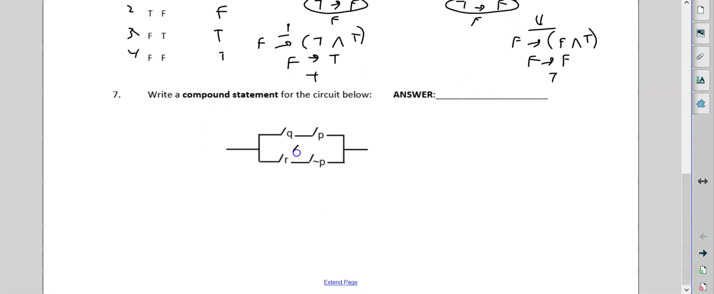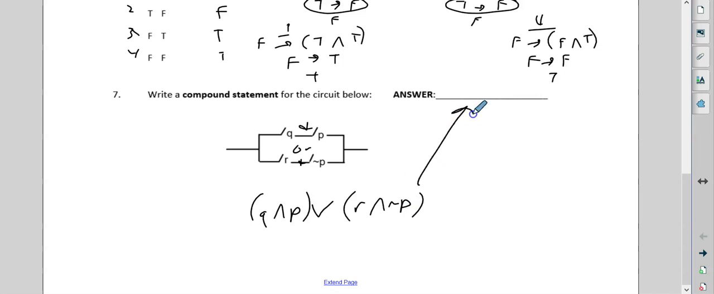Now we're going to translate this basically. So remember, when you have a box, we're going to have an or in the middle. Okay, so we can just put a big old or right in the middle. We have 2 compound statements here. So this is an and and this is an and. So basically it's just Q and P, or, P and not P. That's it. That's our answer.